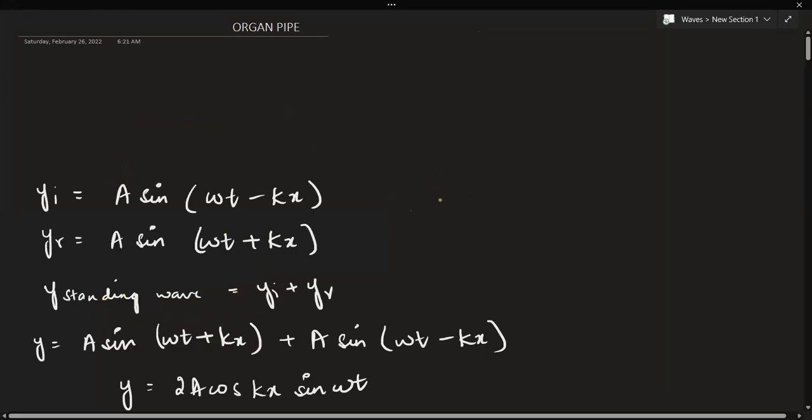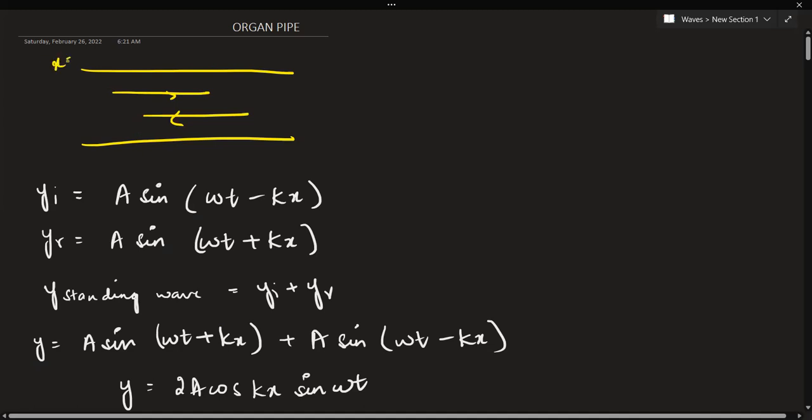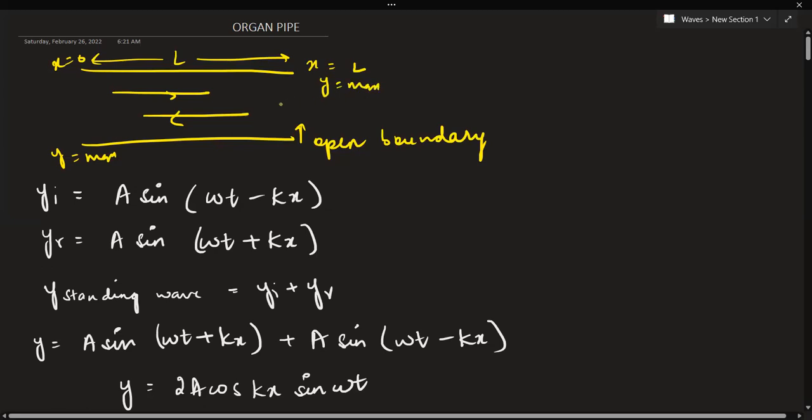Now see, what we are left with is the open organ pipe. Open organ pipe means the pipe that is open from both the ends. If a wave travels in this direction, from here we'll take x equals to 0 and y will have its maximum. This is an open boundary. If the length of this pipe is L, then x will be equal to L here, and here also y will have its maximum value.